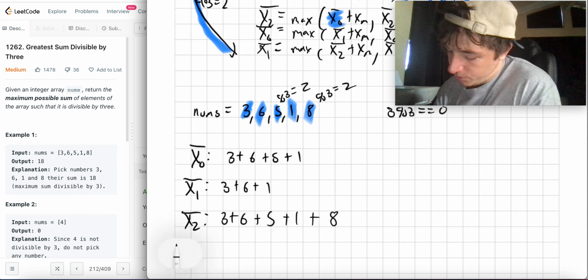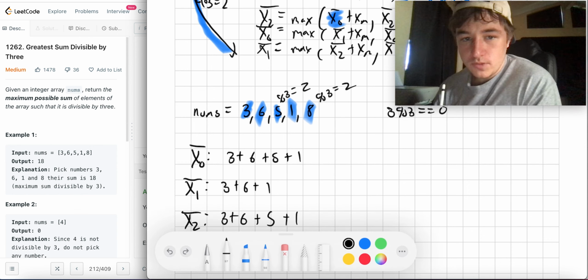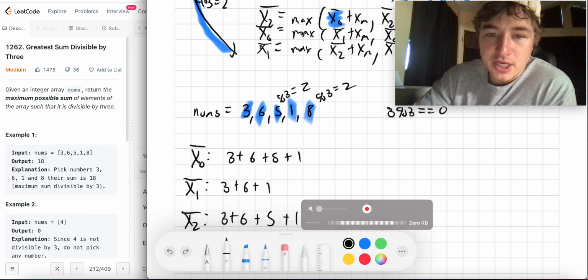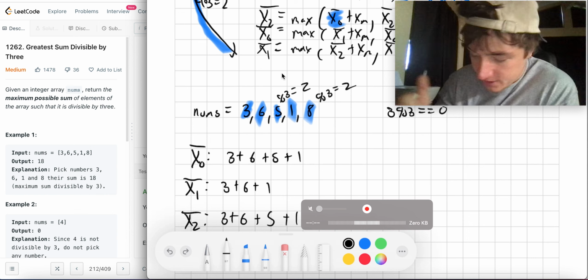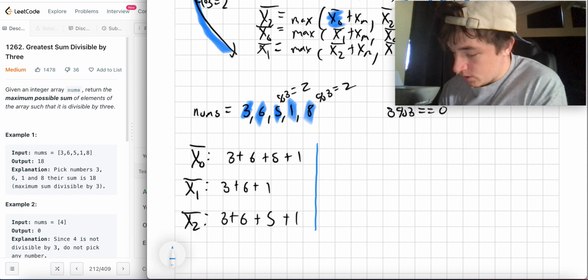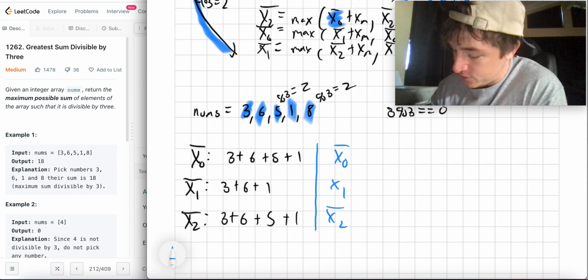Well, I'm really confused now. Hold up. Okay, let's update this in order. So if it's mod 2, x0 becomes the max of x1 plus xm. The weird thing is it's cyclical, so I'm confusing myself with my own solution. So we're going to update x0, x1, and x2 just for this last one.